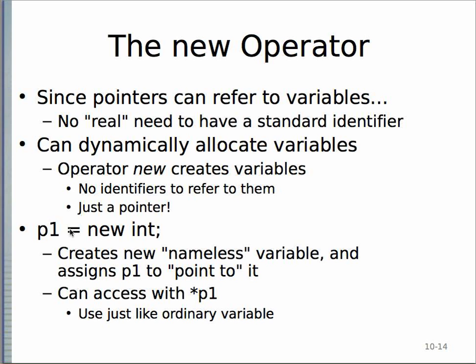So that is, we can say something like this. Assuming that p1 is, for example, a pointer, we can say p1 is equal to new int. That is, there is no variable for this new int. We will have a pointer referring to it, but there is no variable like we had before when we used the address of operator.